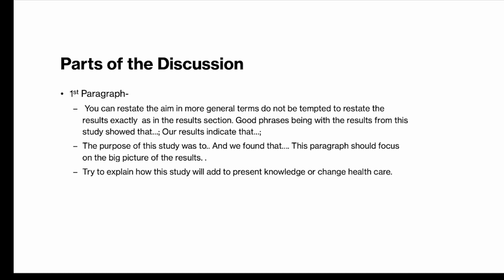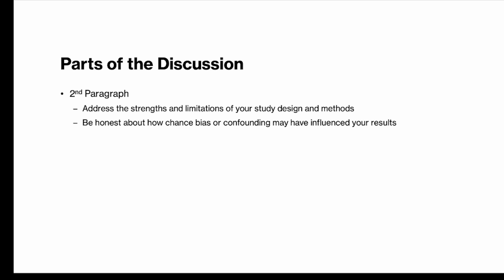In the first paragraph, you can restate the aim in more general terms. Do not be tempted to restate the results exactly as in the results section. Good phrases begin with: the results from this study showed that, our results indicate that, the purpose of the study was to, and we found that. So you can use all these words. Try to explain how the study will add to present knowledge or change healthcare or whatever topic you have.